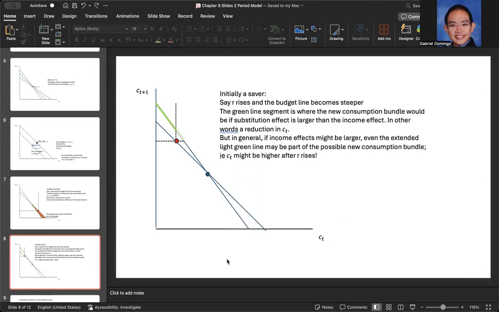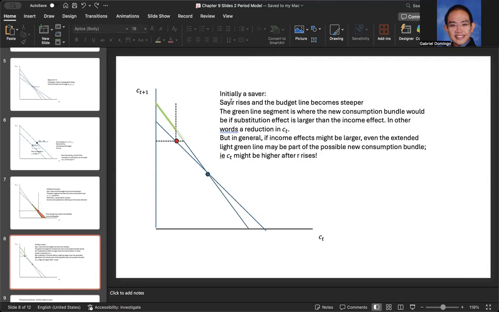But now, initially, you're a saver. So if you're initially a saver, you're down here in this flatter line. R goes up, becomes steeper, pivoting around the endowment here. Now, this dark green segment, this is when the substitution effect exceeds the income effect. And in that case, your CT will fall, right? In this area here. Because this is your current CT, you're going to lower your CT in the face of an increase in R.